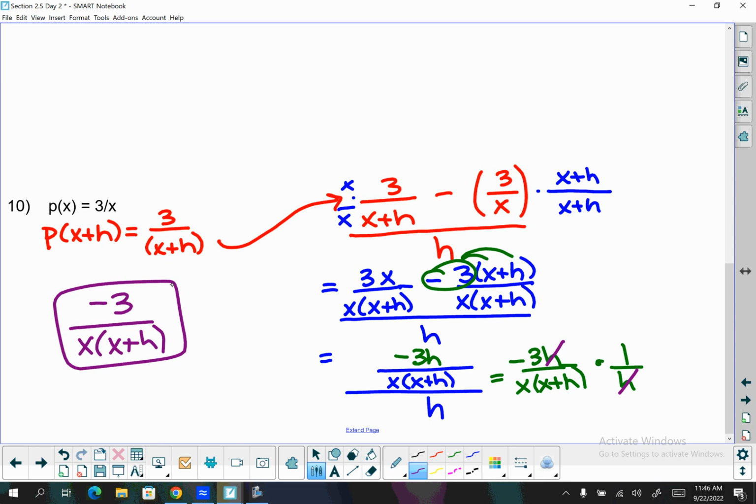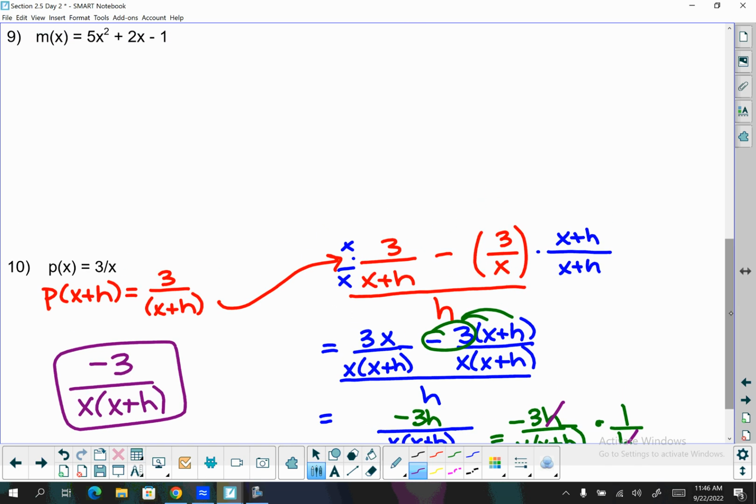Okay, with your partner, see if you guys can do number 9. It's going to be pretty similar to number 8. You just have an extra term in there you've got to worry about. Be careful with the foiling and distributing. Okay, I'll give you a few minutes. It'll be our last one for the day.